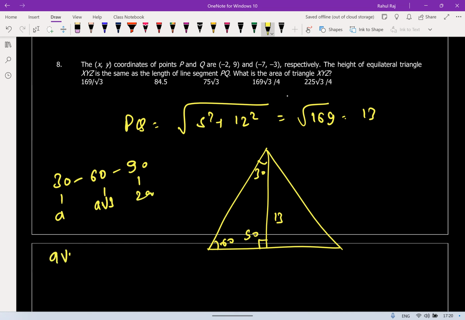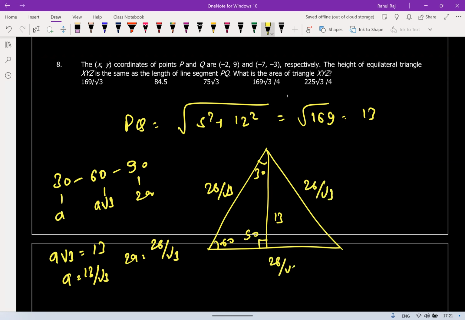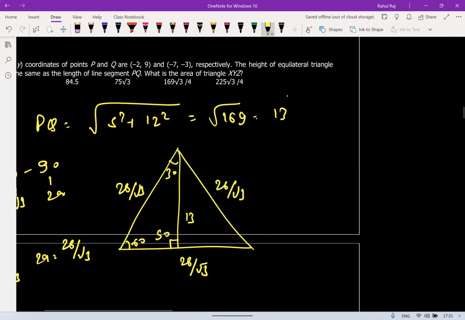All we get to know is A root 3 is equal to 13. A is nothing but 13 by root 3, and 2A is nothing but 26 by root 3. So each side is 26 by root 3. Simple, straightforward logic. Now, what are they asking you? Area of a triangle. So half into base. Because in an equilateral triangle, all the sides are equal. So it will be half into 26 by root 3 into height, 13, so 13 times 13 is 169 by root 3. This is the answer.